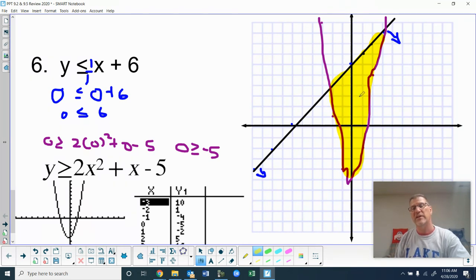Some of you forgot to shade. Some of you shaded it incorrectly. So remember, we used 0, 0 as a test point. If 0, 0 works, we shade towards the 0, 0. If 0, 0 doesn't work, we shade away from it, okay? So that was just a quick review.